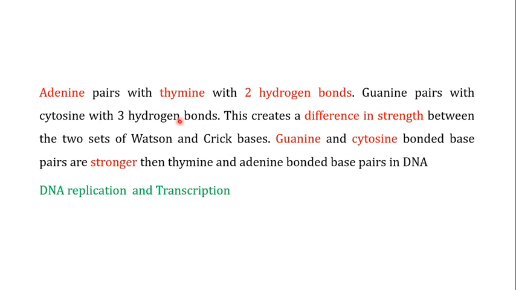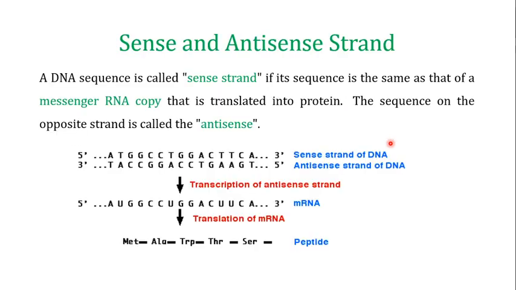So the adenine and the thymine, as they make 2 hydrogen bonds, are weaker as compared to the guanine and the cytosine. This weak interaction allows the DNA replication and transcription machinery to replicate and transcribe the DNA molecule. And the guanine and the cytosine, as they make 3 hydrogen bonds, provide stability to the hereditary material of the cell, that is the DNA.